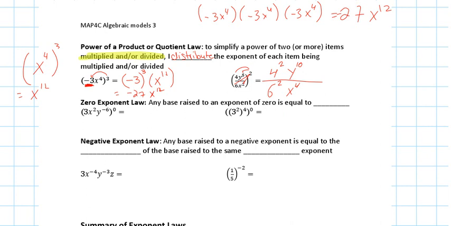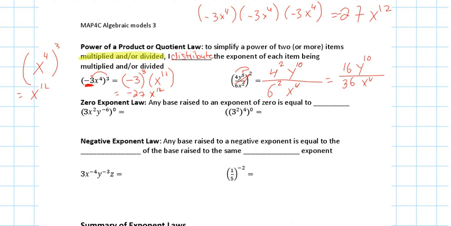Okay? Now I can simplify. So 4 squared, that's 16, y to the power of 10 over 36, x to the power of 4. Okay? What if you want to simplify this, what would you do? Divide 36 by 16. Can you divide 36 by 16? What is it?